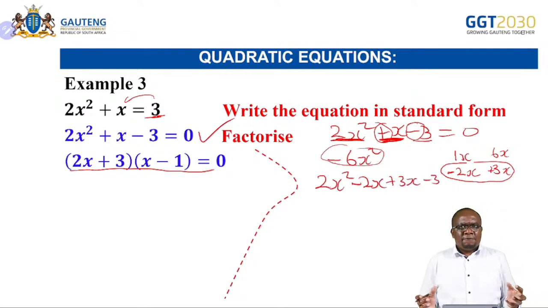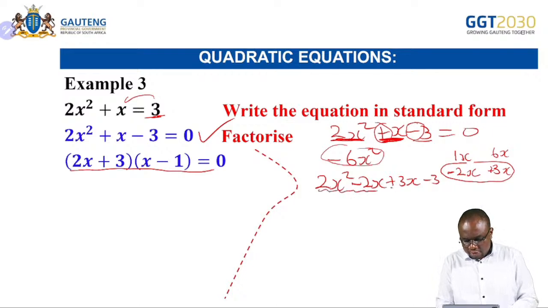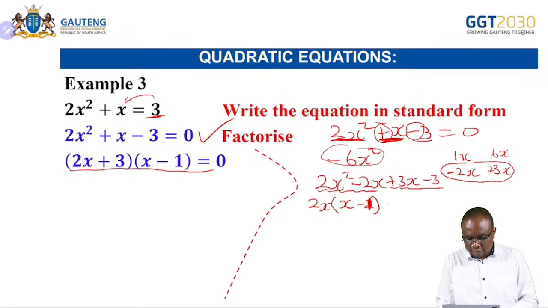And then now we factorize by grouping in pairs. Remember factorization by grouping in pairs? Look at this pair, then look at this pair. Let's factorize there. What's common? 2x, then x minus 1, sorry. And then what must we factor out? Positive 3, then we get x minus 1.